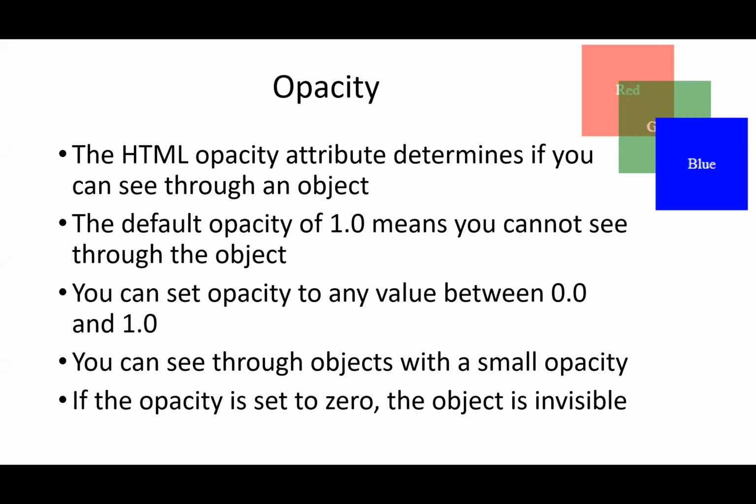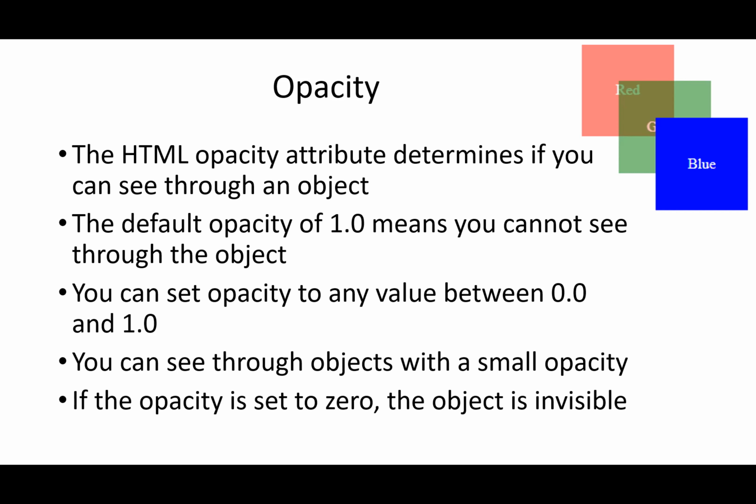Opacity is an attribute that you can specify in the style of a particular HTML object. If you set the opacity to 1, which is the default, it has an opacity of 1, which means it's a solid opaque object. You cannot see through it. In my example here, blue is an opaque object. In other words, you cannot see through blue. Blue is on top of the red and the green, and you cannot see through it.